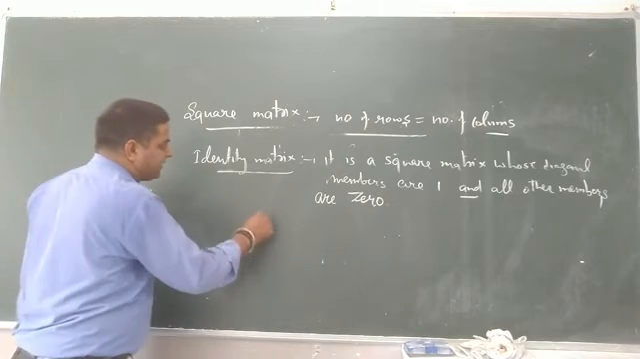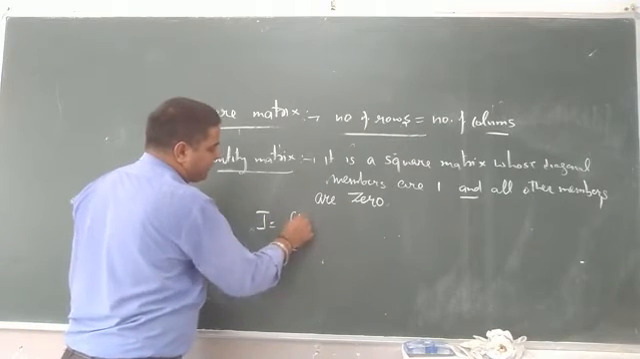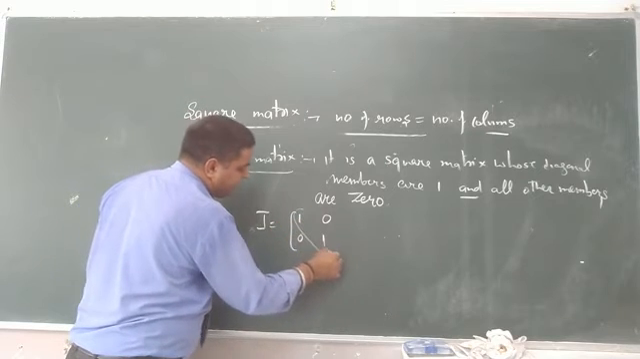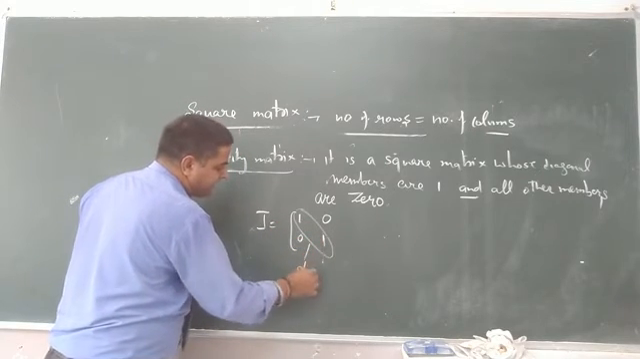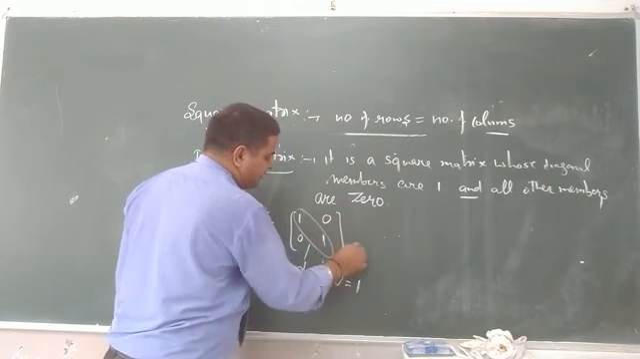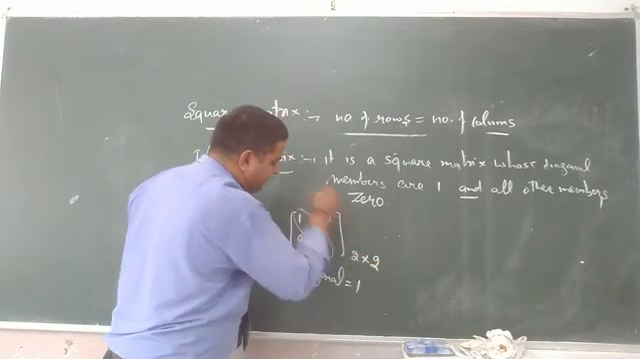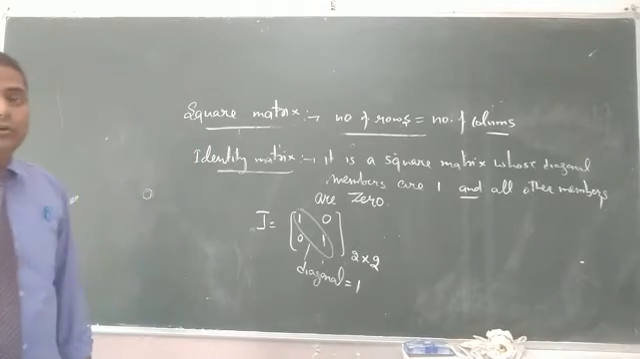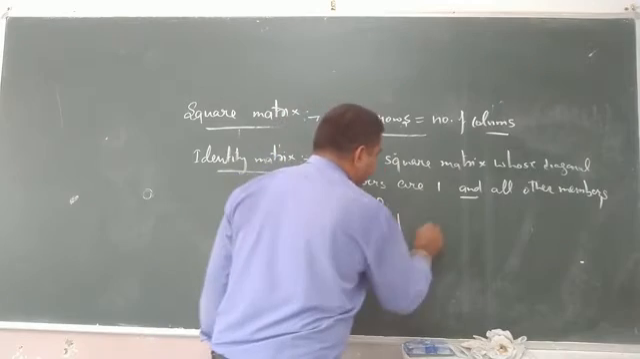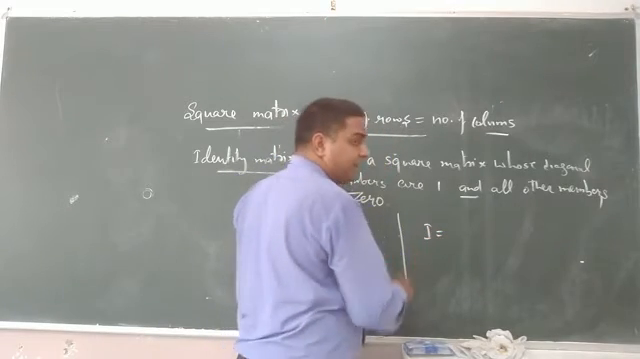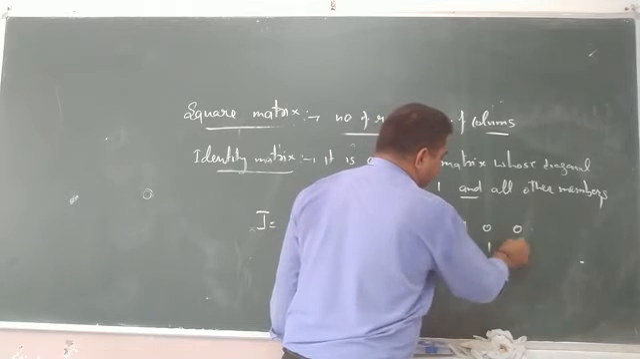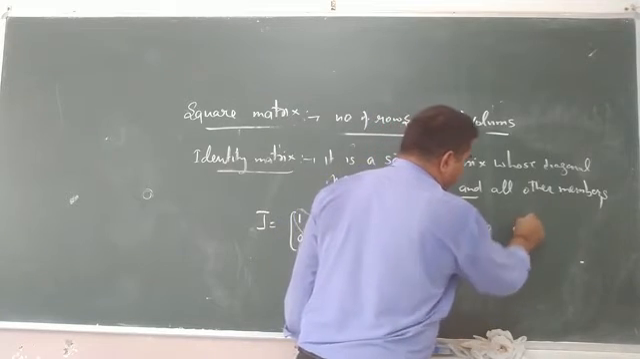So we write it like I. I is 1, 0, 0, 1. These elements, these members are called diagonal members. And diagonal members are always 1. So this is an identity matrix of the order 2 into 2. Similarly, identity matrix of the order 3 into 3 is 1, 0, 0, 0, 1, 0, 0, 0, 1.